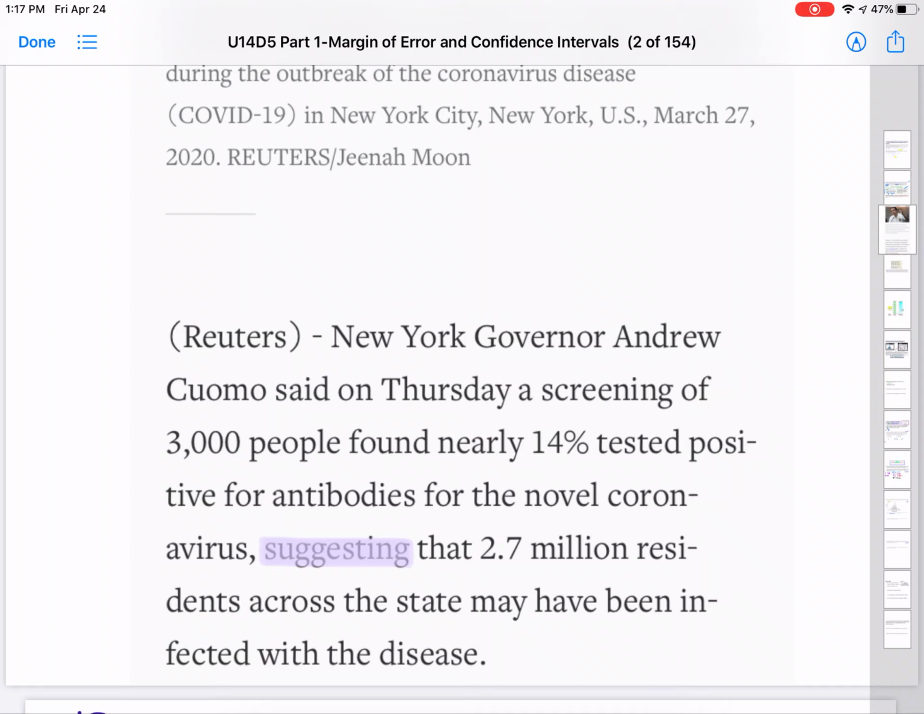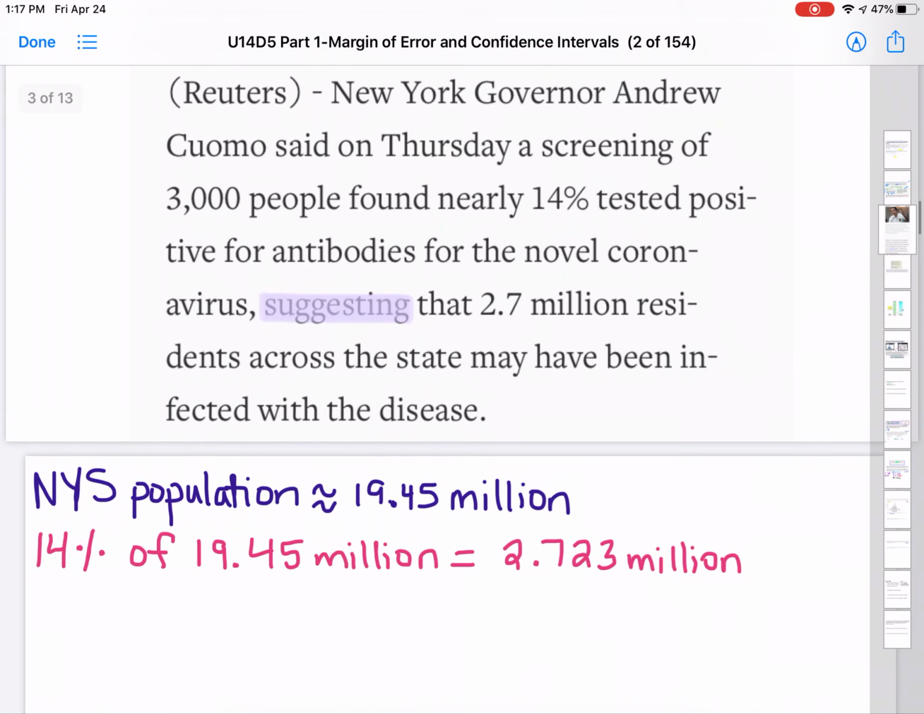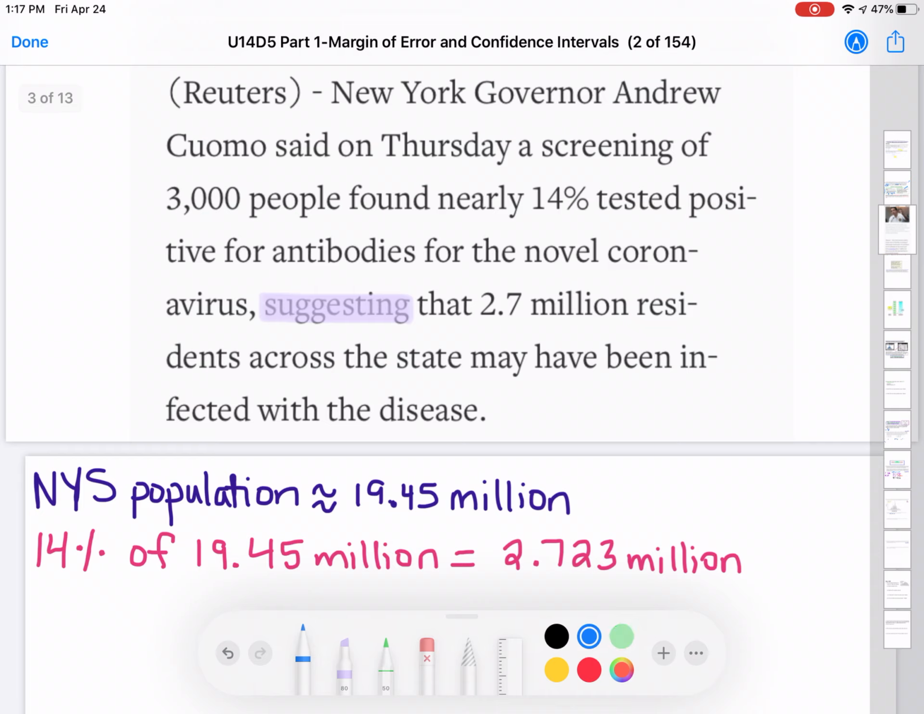So as soon as I saw this, right away I wanted to check if this 2.7 million was correct. So I went on and looked at how many people are in New York State. New York State has 19.45 million people. So what he's saying is that if we use this sample, this 3,000 is not all the people in New York. He sampled 3,000 people to see if they've already had the coronavirus.